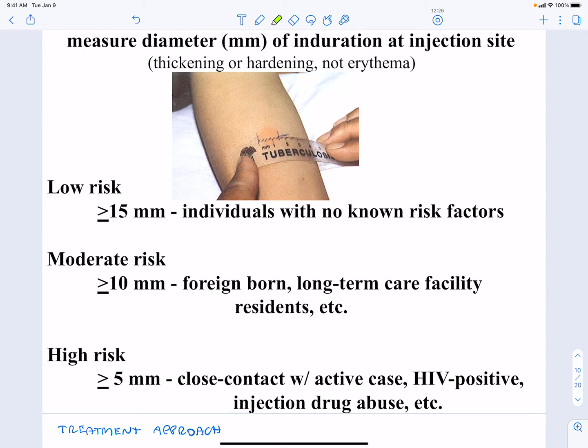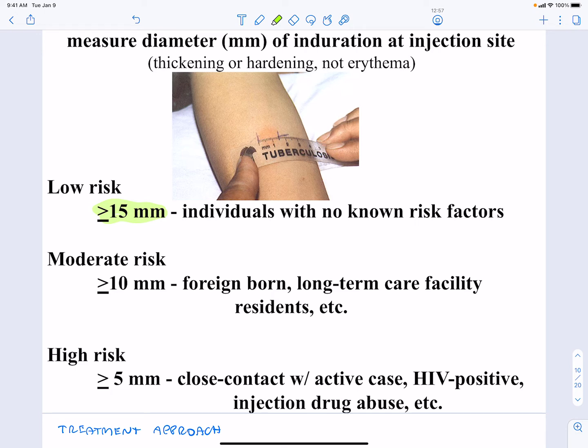So if the individual is low risk, meaning that they don't have any risk factors, they're not immune compromised, they haven't been exposed to somebody they know that has TB, then you would be looking for a relatively large size reaction, because some people do have allergic reactions to whatever is being injected, so you want to make sure that you're not measuring an allergy to the actual injection. You want to make sure that you're actually measuring the response to the PPD.